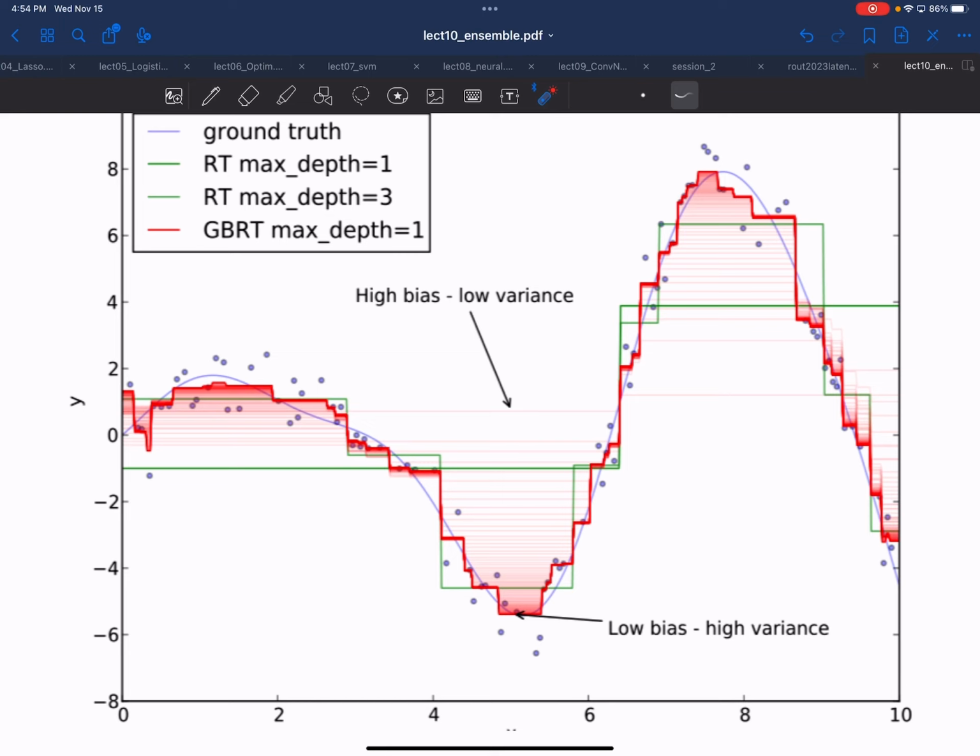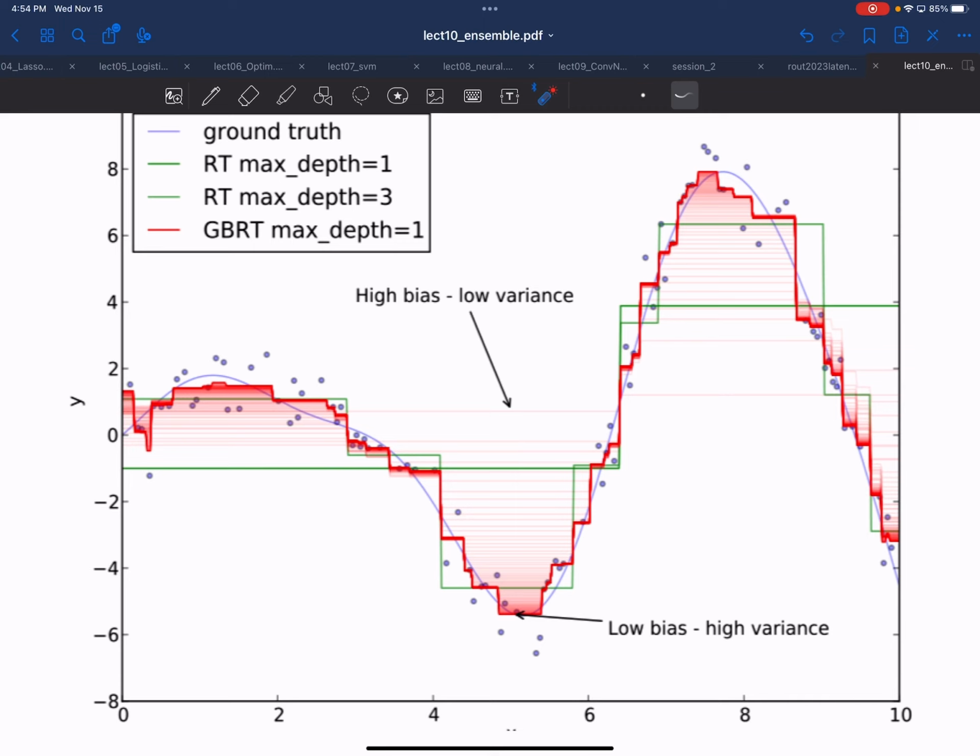So now, if I have 3 splits, how many outputs can I get? Think of a tree branching. How many leaves do you have after 3 splits? 8, right? 2 to the power 3. So there's 8 possible outputs.